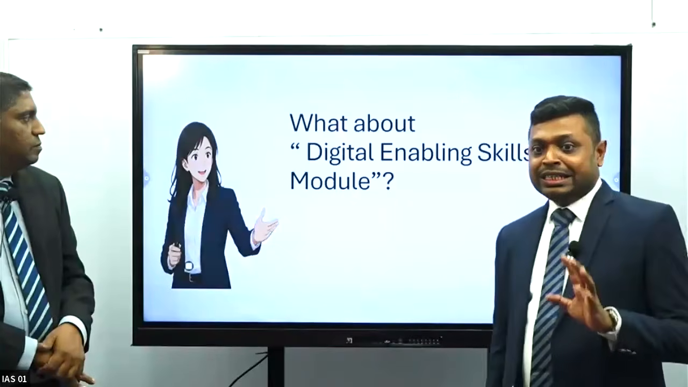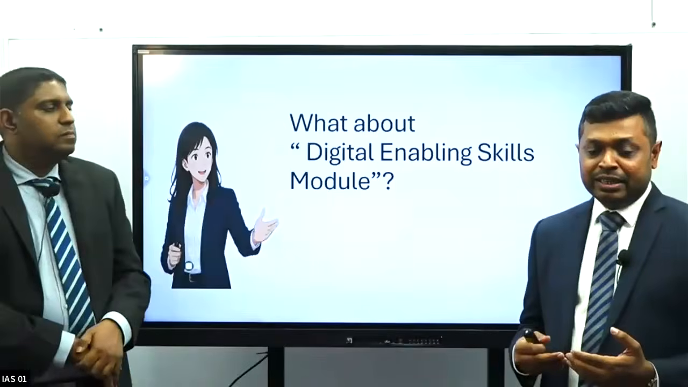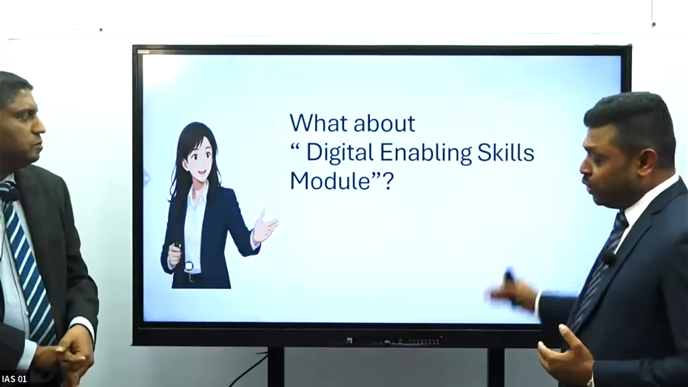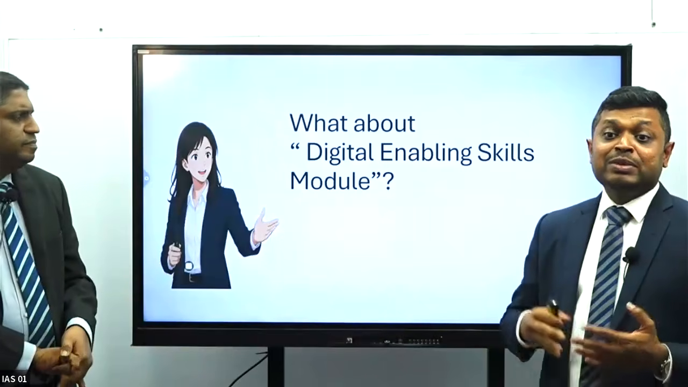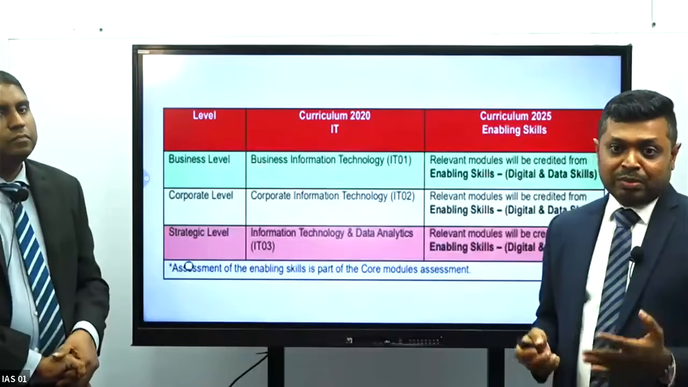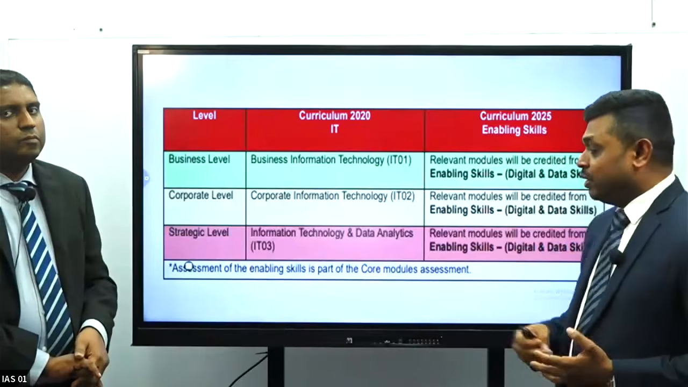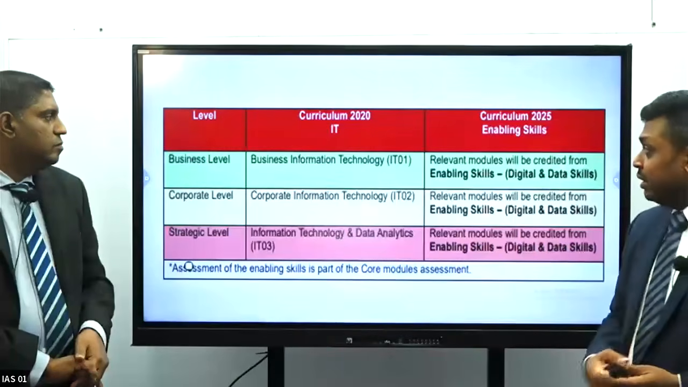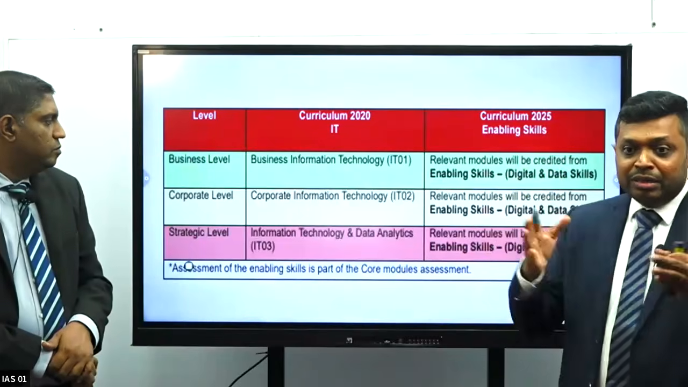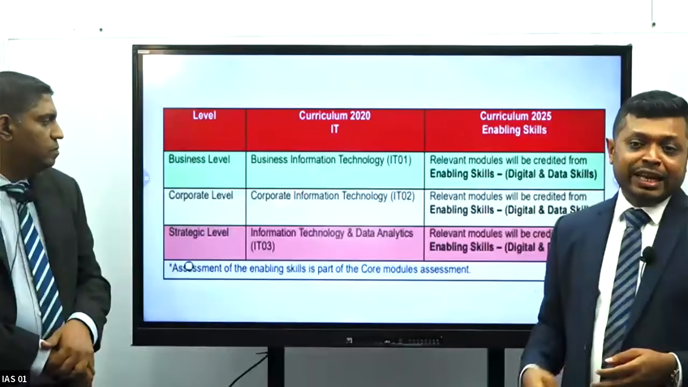Then the digital enabling skill module needs to be completed before moving into the next level. If you have not completed this module, it will not be considered complete. Some students ask what happens if they have done IT1, IT2 and IT3. Remember, only the relevant modules will be credited and exempted; the other modules you have to do. Anyway, you have to register for this digital enabling skill module.